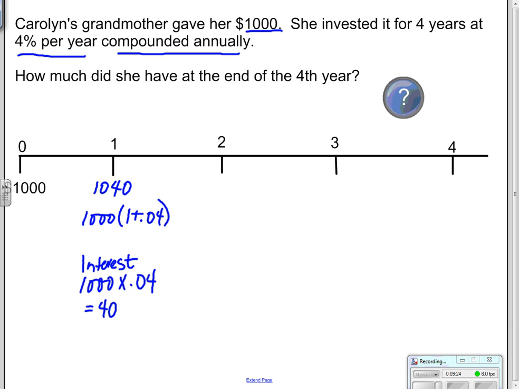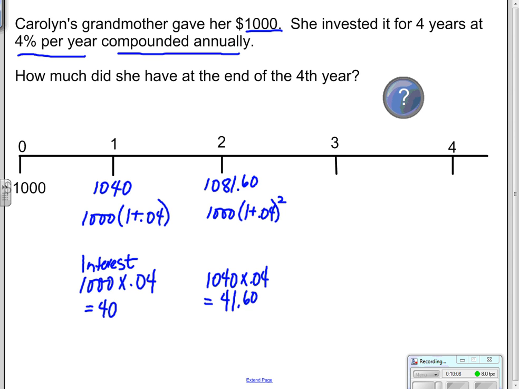Year 2. He sits down with her money again. This time he's going to take $1,040 and multiply that by 4% and give her a new total, which is $41.60. So now she has $1,081.60. Another way to write that is our initial value times 1 for growth and 4%, and we've done it twice.